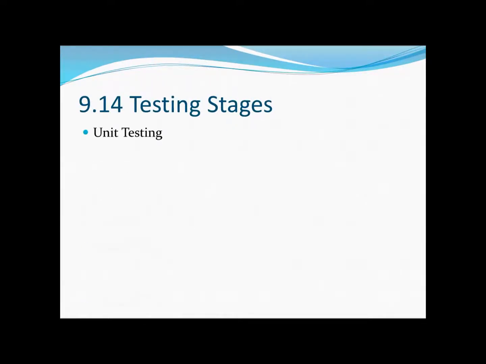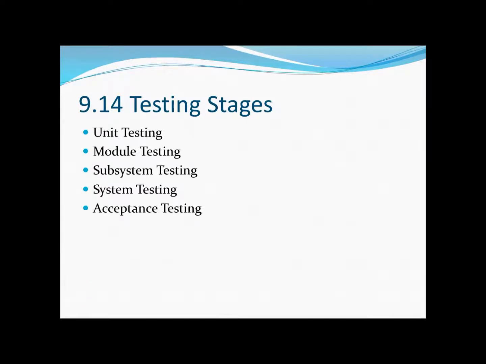Testing stages. First is unit testing, where individual units are tested. Second, module testing, where the integrated units are tested. Third is subsystem testing, where the subsystems of each system are tested. And lastly, system testing, where the system as a whole is tested. And acceptance testing is where the project is introduced to the customer to see whether it is acceptable or not.